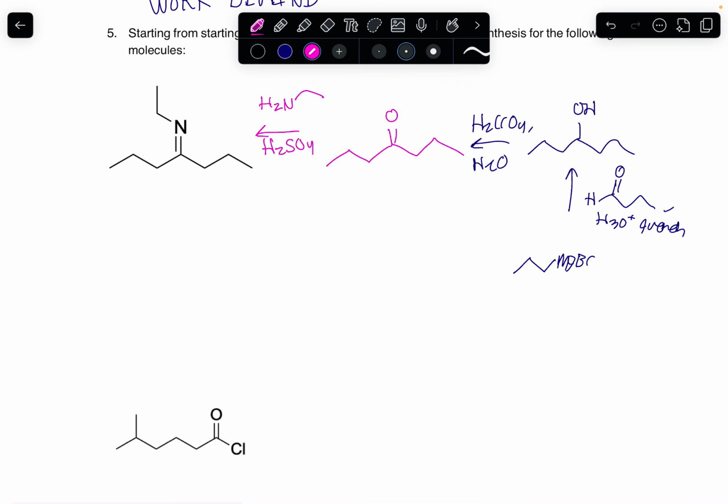Now the question is, how do we make this aldehyde? Right? Do we remember how to make an aldehyde? And it's actually a little bit similar, right? So we can use this aldehyde.